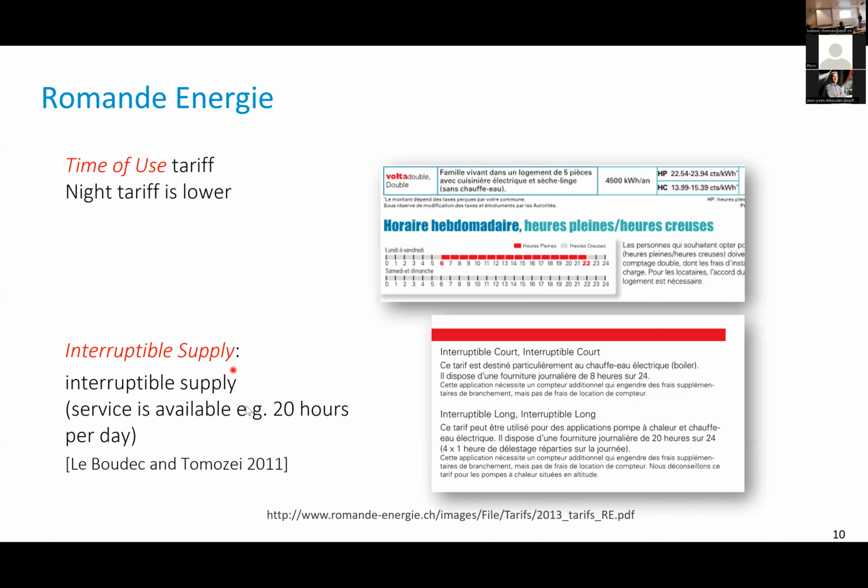Closer to us, you can find services of this type in Switzerland, where you have, for example, an interruptible supply or a time of use tariff. An interruptible supply is something where, for example, the service is available 20 hours per day, but not more. So if you connect, that's typically for boilers, your boiler or your heating system to a given socket on the wall that's fed by Romande Energie, Romande Energie will decide when they allow it to work or not, but they guarantee that every 24-hour period, it will work for at least 20 hours. But they have the freedom of cutting you off for 4 hours every day.